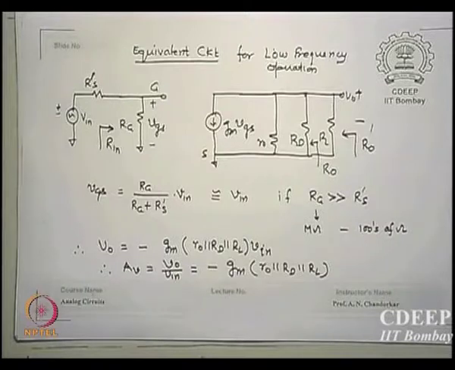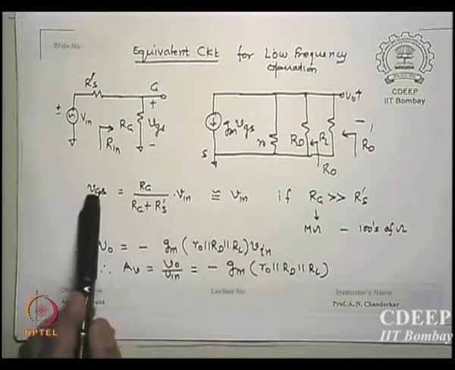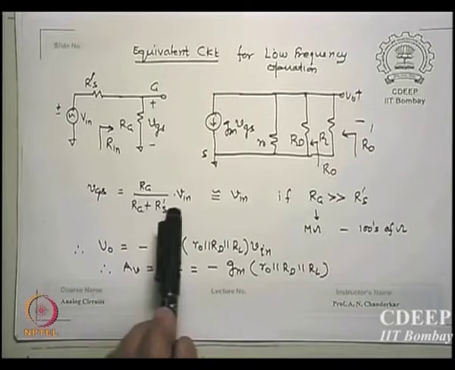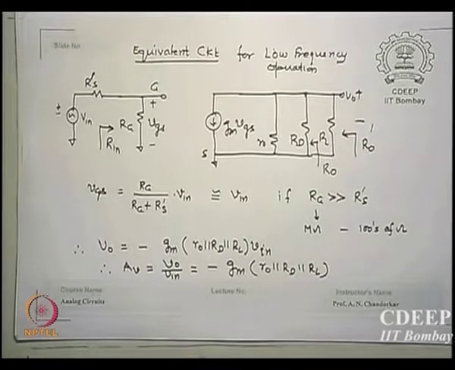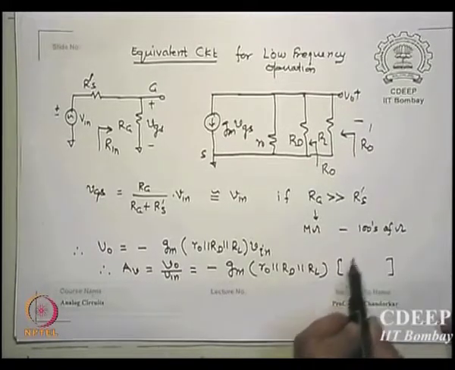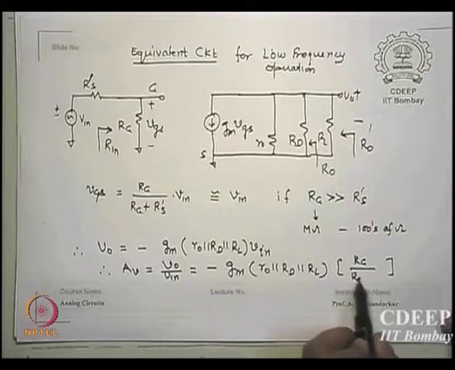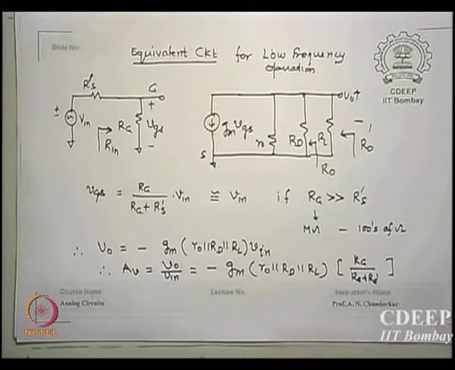Is that correct? If I would have said this is not Vn but VGS, then I would have replaced this VGS by RG upon RG plus RS times Vn, and then another factor I would have multiplied here is RG upon RG plus RS, if Vn is not VGS. Is that okay? This is as simple as that. Okay, so now you got the gate MOS gain.